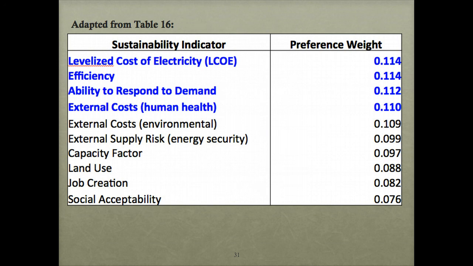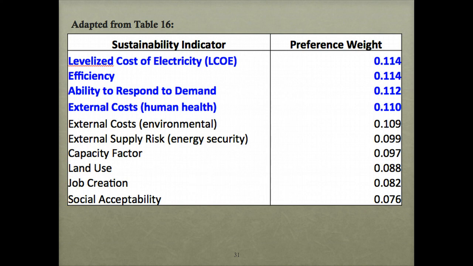Table 16 was a little difficult to read since it referred to section numbers rather than indicator names and was not sorted by preference. So I created an adapted version, which gives the indicator names and sorts them from most important to least important. The survey showed that the indicators perceived by the respondents to be most important were levelized cost of electricity, efficiency, ability to respond to demand, and external costs related to human health. The indicators perceived to be least important were land use, job creation, and social acceptability.